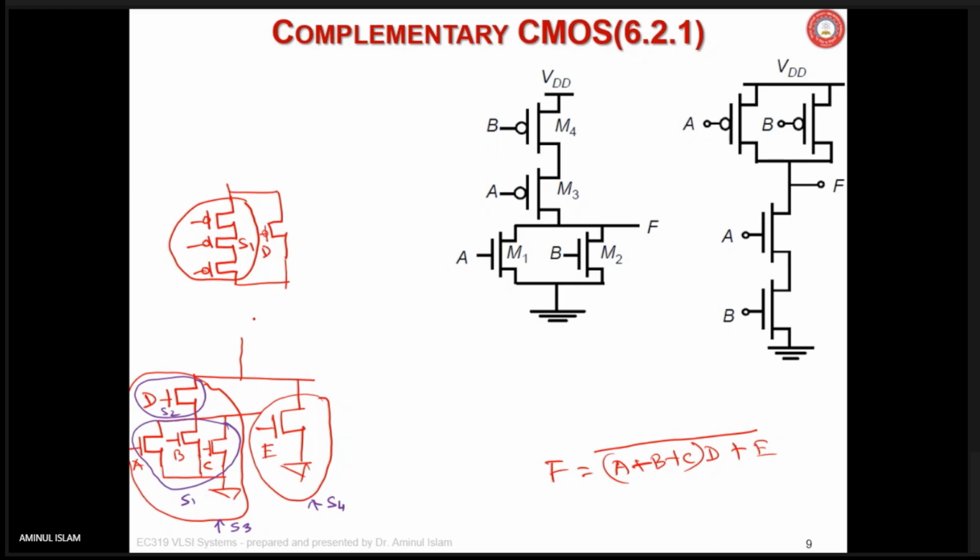D. So these two subnets combined should be in what? Series or not? Yes, it should be in series. This is my E. Here is your VDD. And here is your F equals to (A or B or C) D plus E. Okay. This is going to be realized in this way.